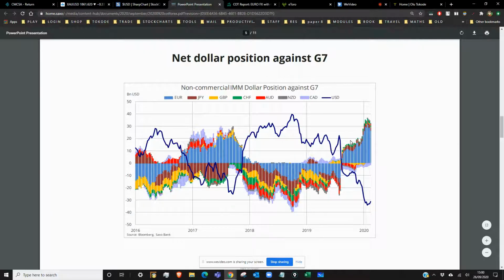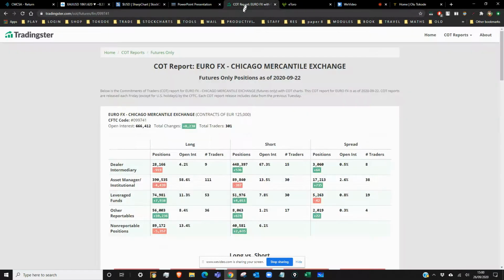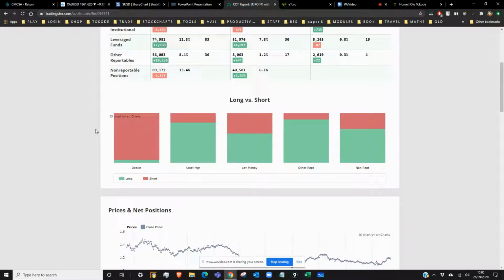Now, what is the positioning of the euro? What is the positioning of smart money in the euro? That's what I want to see. And when I look at the commitment of traders report, I see that the banks or the dealers and intermediaries are extremely short, 94% short. That's extreme. So once positioning is extreme, it means very soon there's going to be a turnaround. So as a retail trader, I need to do the opposite of what the dealers are doing. And I need to do exactly what the asset managers are doing.